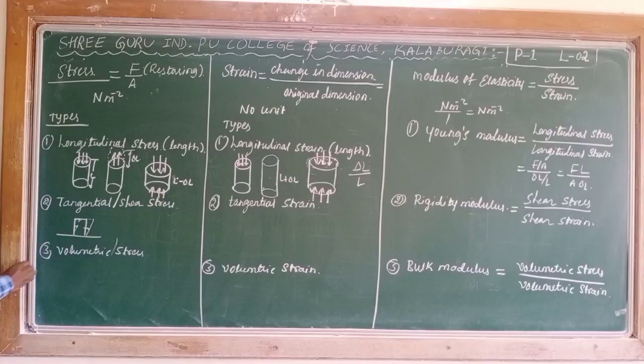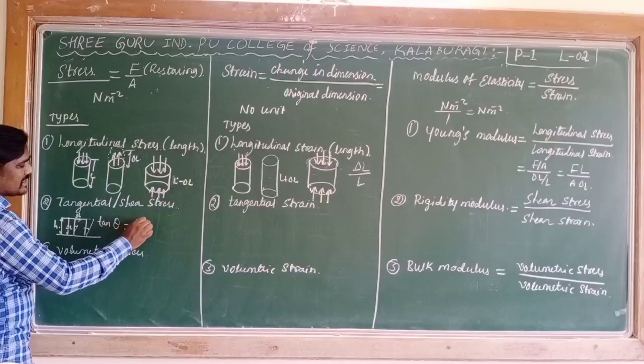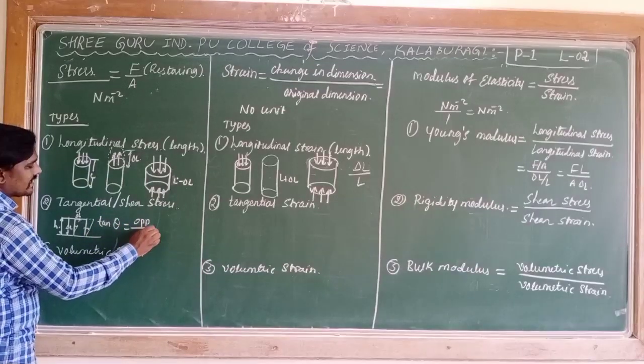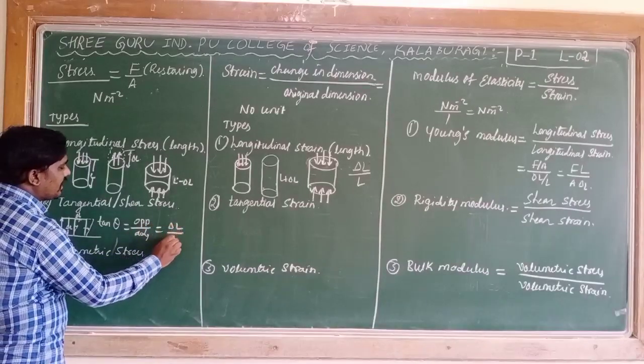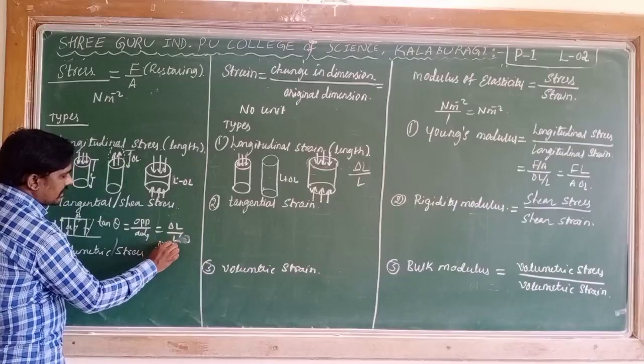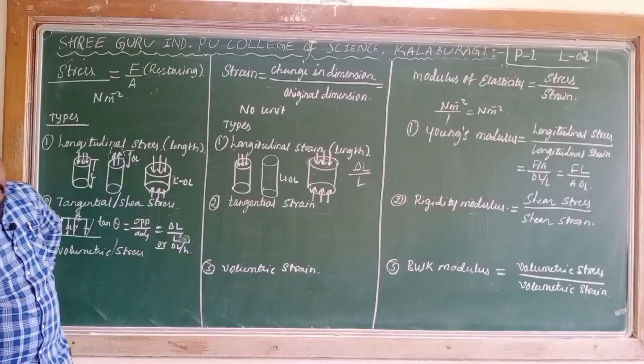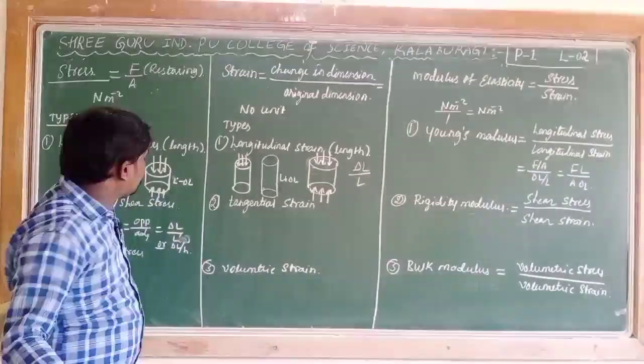Angle is tilt. This much of change in length, with respect to the original length, or in some of the books they are considering it as a height. We can say that tan theta, which is equal to opposite by adjacent, we consider as delta L by L, or we can also consider H, or delta L by H also.